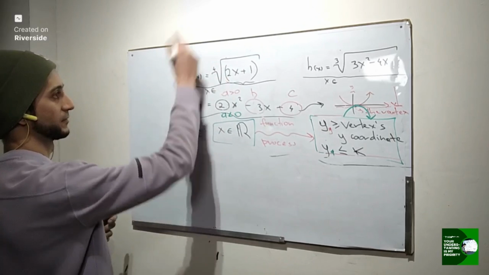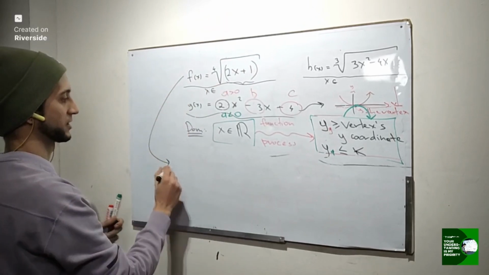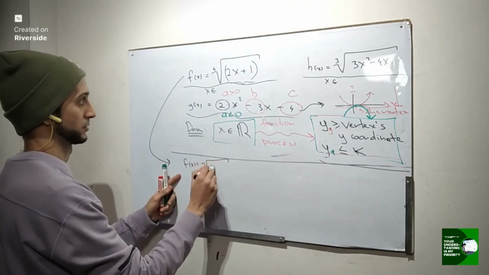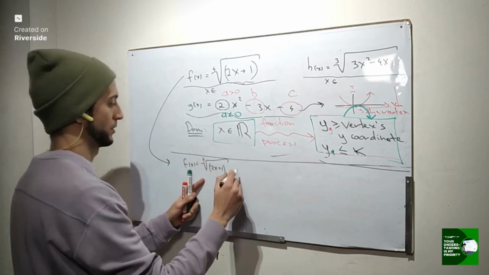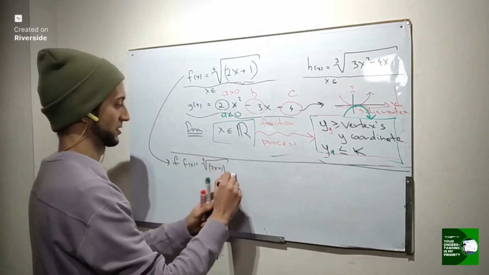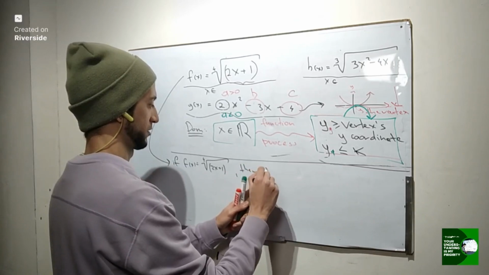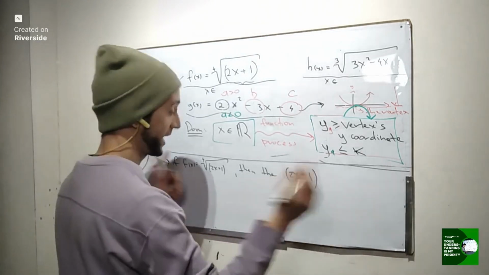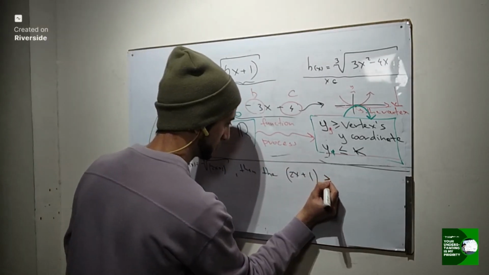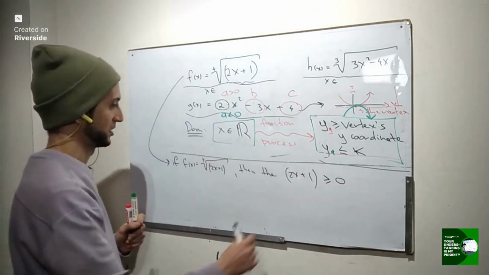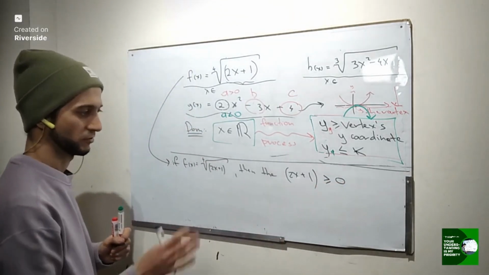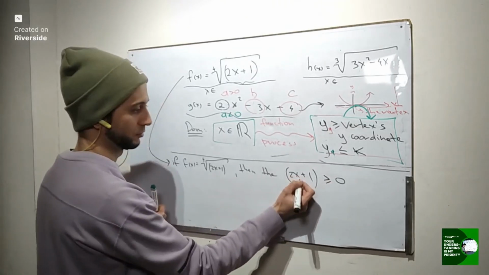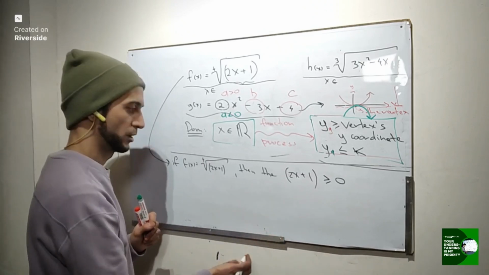For this one, let me rewrite it here again. For f of x, if this is the case, then the inside, the 2x plus 1, has to be at least equal to 0, but of course never less than that. It can be bigger than 0 or equal to 0, greater or equal to 0. It cannot be negative. It should be non-negative. If you set that inequality, you can then figure out what x should be.